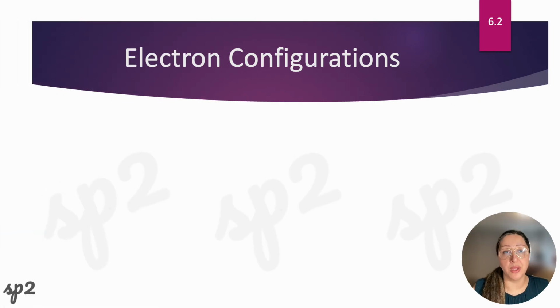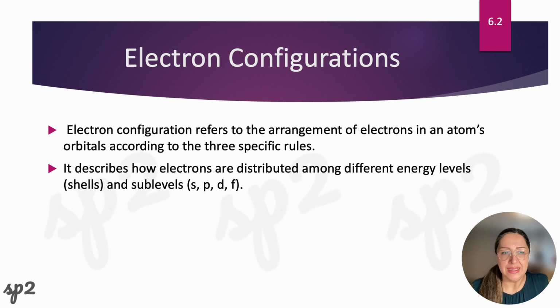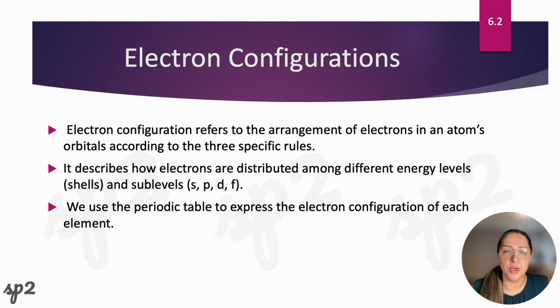Now we are ready to talk about the electron configurations, which refers to the arrangements of the electrons in an atom's orbitals according to these three rules that we just covered. It describes how electrons are distributed among different energy levels, which are your shells, as well as your subshells, and those are your s, p, d, and f orbitals. We're going to use the periodic table all the time to express the electron configuration of each element. So there's nothing to memorize. It's more about referring to the table, and we're going to have a lot of practice together.